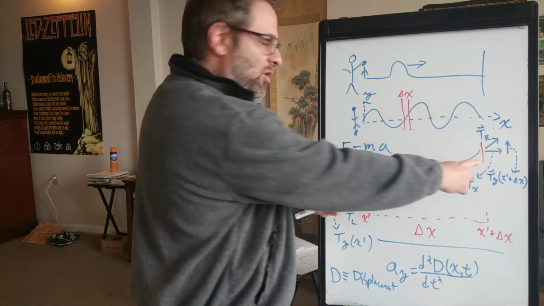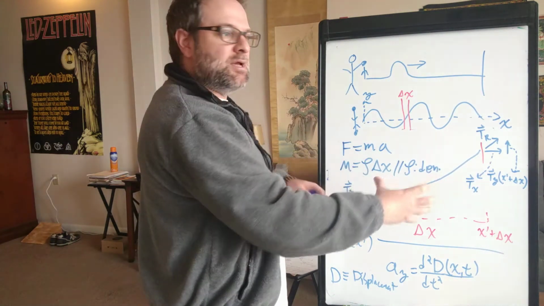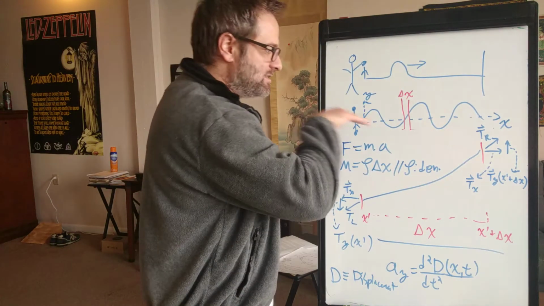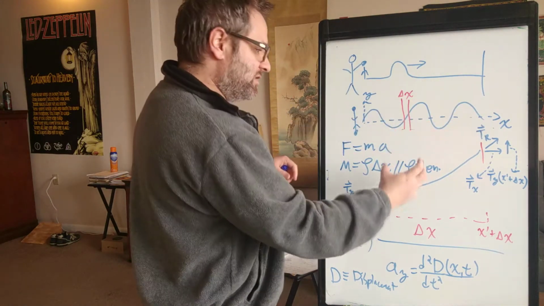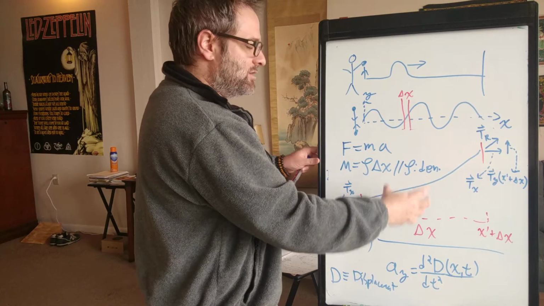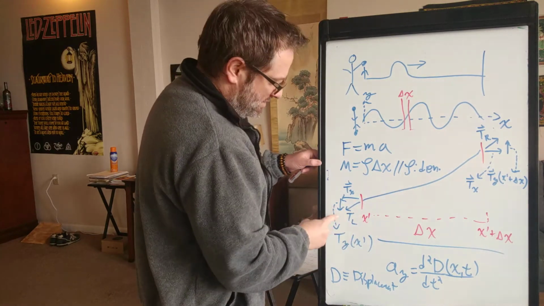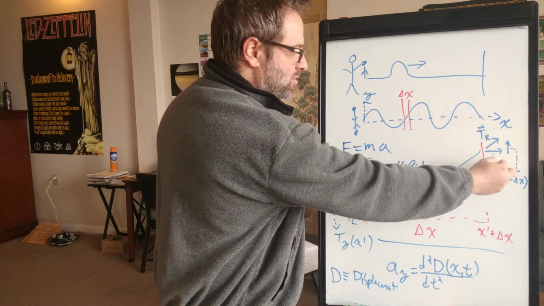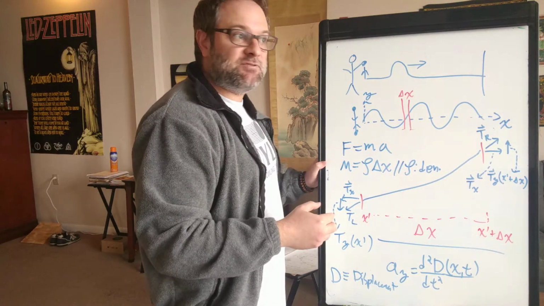So this small segment of rope is going to move up and down as these waves travel past, and the reason is that we're going to have these two counterbalancing y tension forces, right?